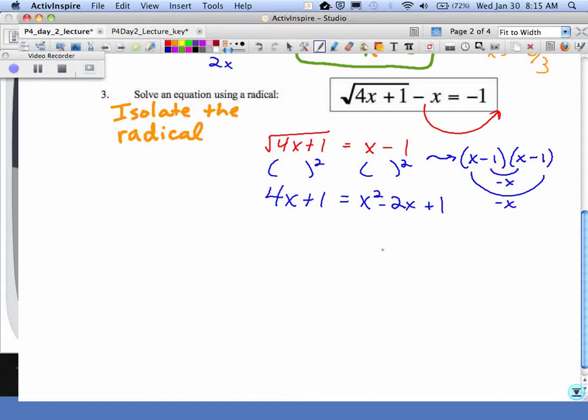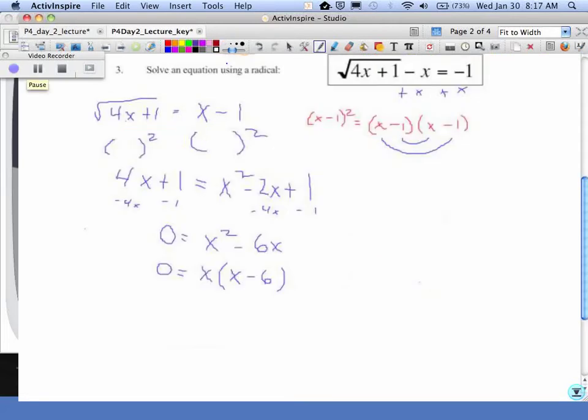From here, you're going to finish it again. It's a quadratic, so bring everything over to one side so that you're set equal to 0, and then see what you get. So I'm going to pause it. You're going to work on it. So here's the answer.